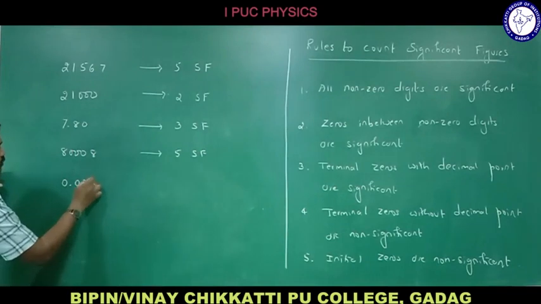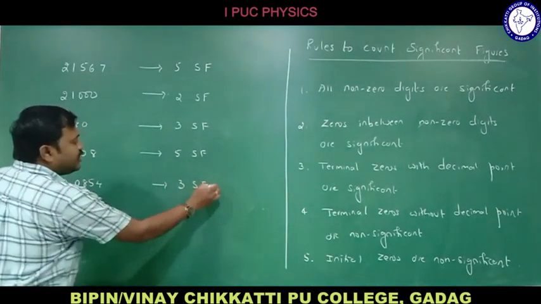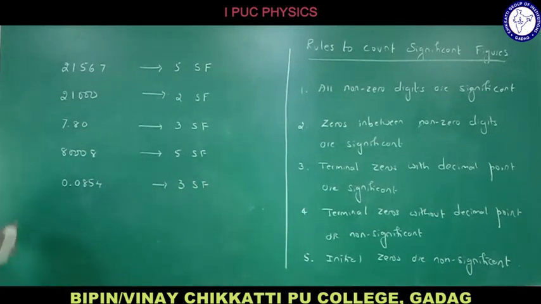If it is like this, 0.080854, how many significant figures are there? Initial zeros, they are not significant at all. So 1, 2, 3. 3 significant figures.